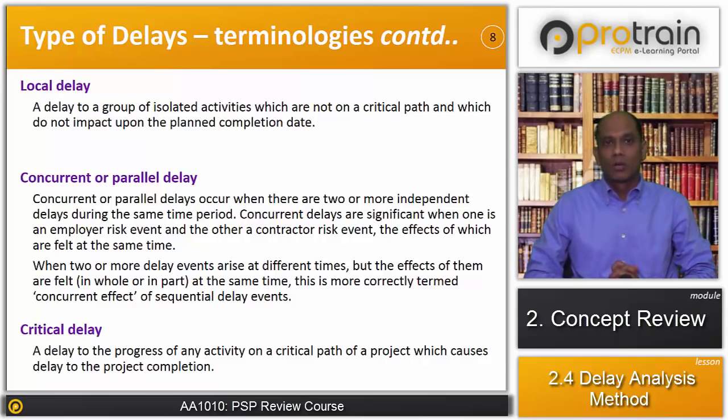The next type of delay is concurrent or parallel delay. Let's understand it with an example. Concurrent or parallel delays occur when there are two or more independent delays during the same period of time. Concurrent delays are significant when one is an employer risk event and the other is a contractor risk event, and the effects of which are felt at the same time.